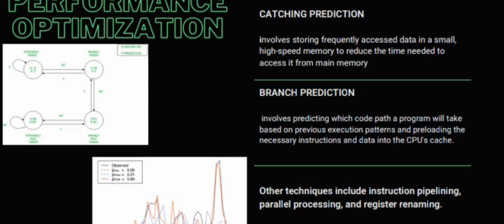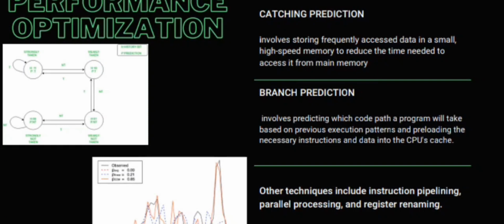Branch prediction involves predicting the outcome of a conditional branch instruction before it is executed. This allows the processor to start executing the instructions in the predicted path before the outcome of the branch is known. If the prediction is correct, this can significantly improve performance as the processor does not need to wait for the outcome of the branch before continuing execution. Branch prediction algorithms use various strategies, including static and dynamic prediction.